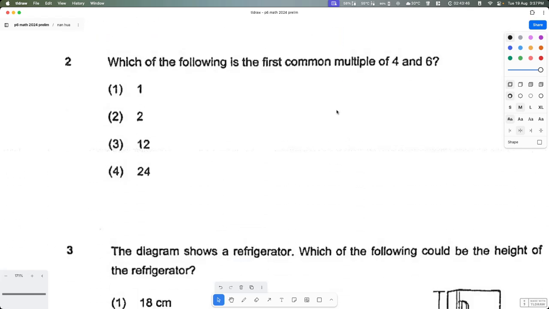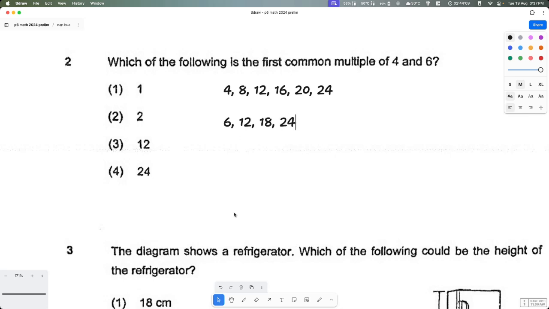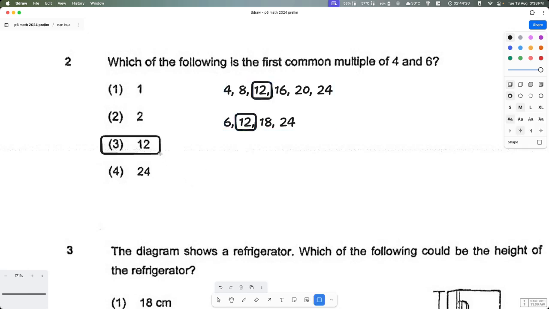Question number 2. Which of the following is the first common multiple of 4 and 6? So you can write 4, 8, 12, 16, 20, 24. And there is 6, 12, 18, 24. So you can see the first common multiple is not 16 but 12, which is testing you. The answer is 12 over here, so it's still option number 3. Okay, let's move on to question number 3.